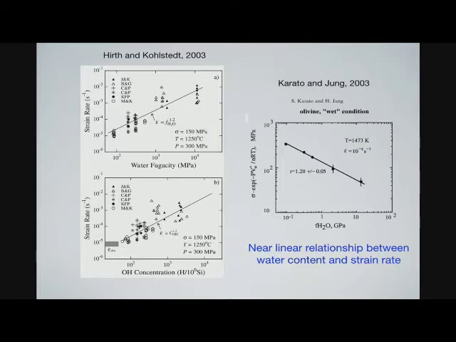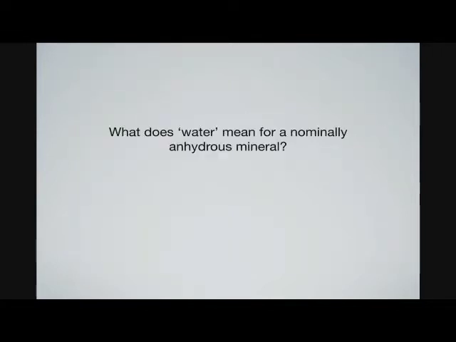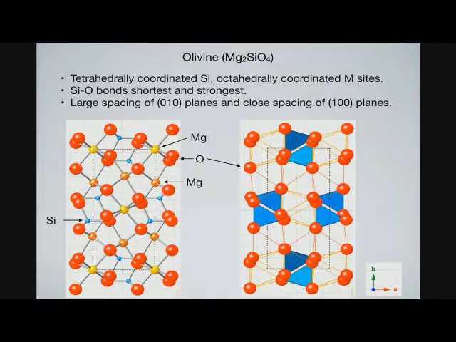The question is, I'm talking here very loosely about water, right? You have a crystalline material. Where is water? What does water mean for a nominally anhydrous mineral such as olivine, for which the crystal structure originally does not include water?